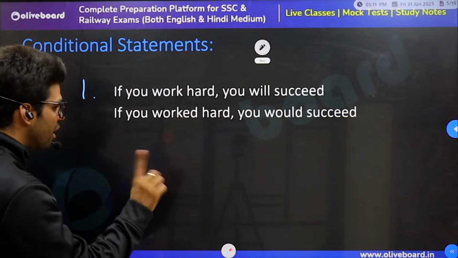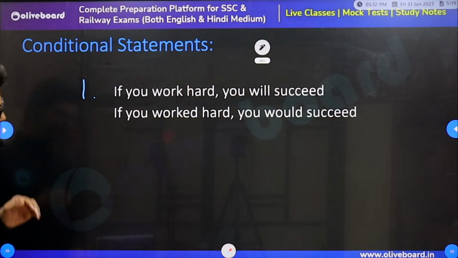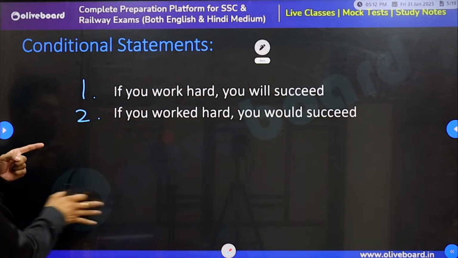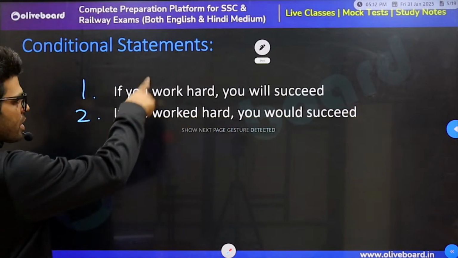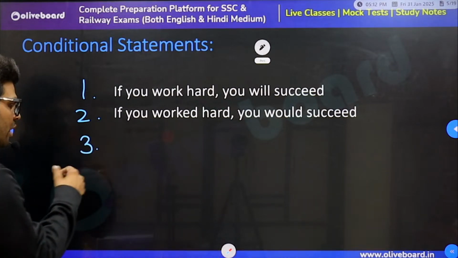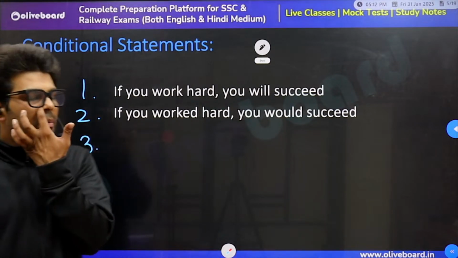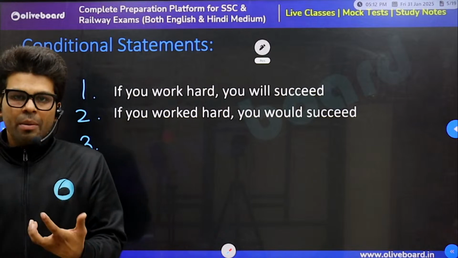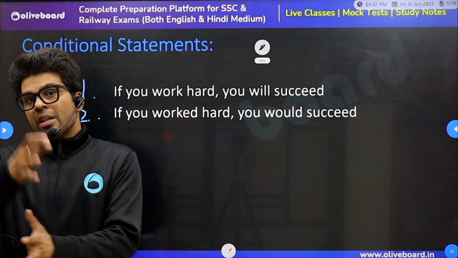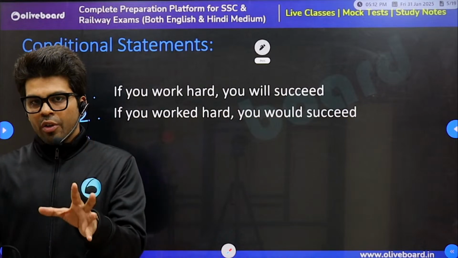Remember, if you will work hard doesn't exist. If you worked hard, you would succeed. You yourself have derived this, transforming the whole statement in its past form. We can make the third one ourselves, need not be dependent on any rule, need not mug up any rule. So the third one is, if we transform this further in past, then all of you know past indefinite becomes past perfect.